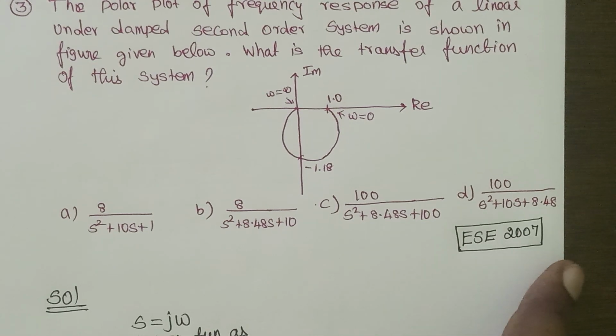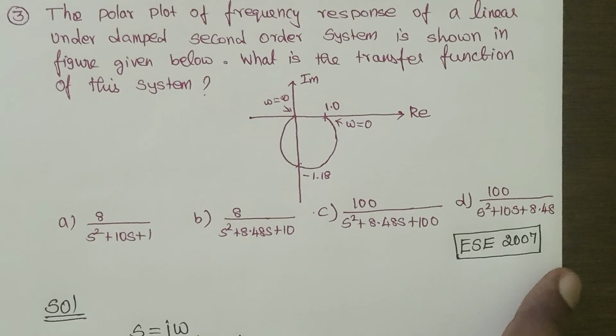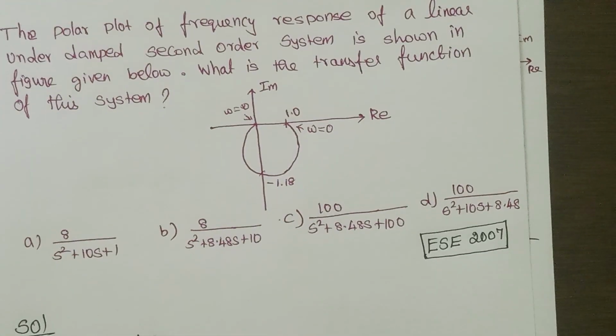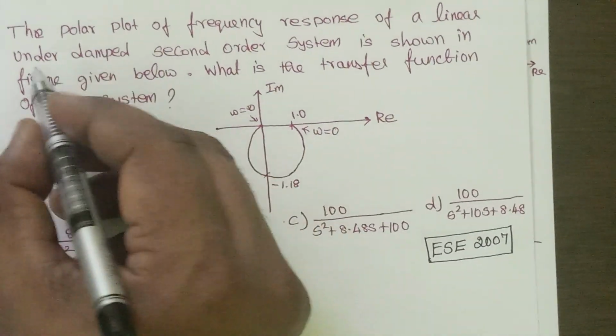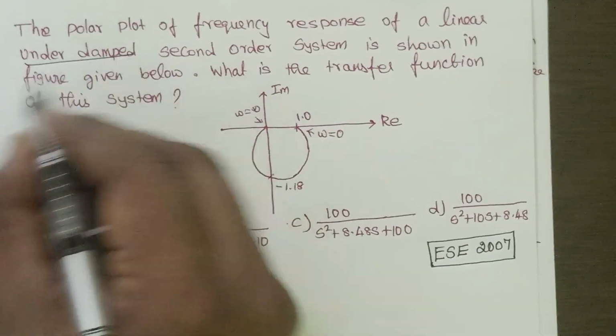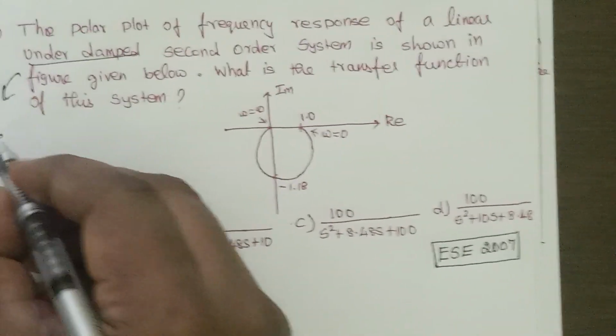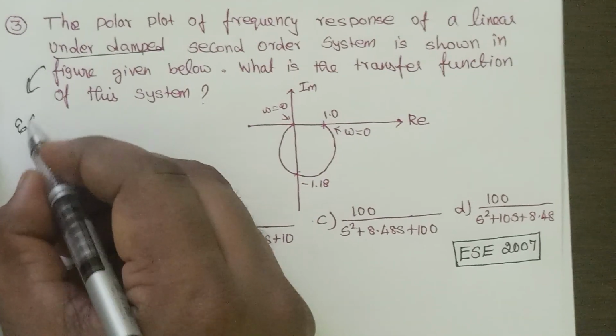One of the important points given here is that the system is underdamped. Underdamped system means damping ratio is less than 1. Note down that point: underdamped system means damping ratio less than 1.